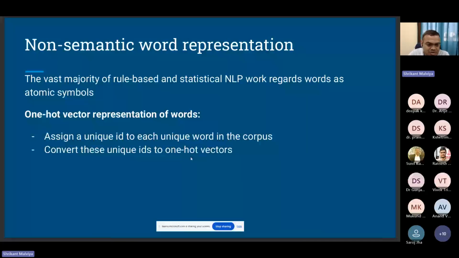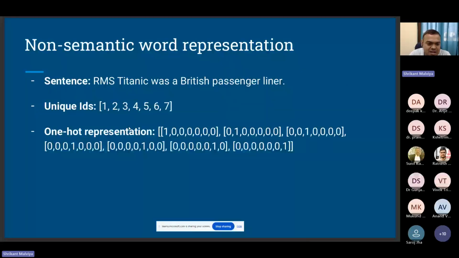Don't worry, we'll also see some coding examples to understand how this will be implemented. With this example, it will be more understandable how a one hot vector is designed for a given sentence. Suppose the sentence is: RMS Titanic was a British passenger liner. It consists of some words. If you count them, 1, 2, 3, 4, 5, 6, 7. So there are 7 words, and they are all unique. So we can assign a unique ID to them.